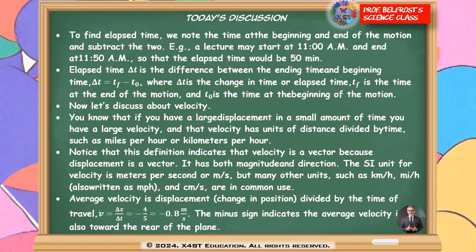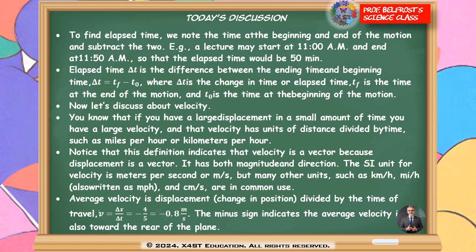So you know that if you have a large displacement in a small amount of time, then you have a large velocity, and that velocity has units of distance divided by time, such as kilometers per hour or miles per hour. Notice that this definition indicates that velocity is a vector quantity, because displacement is a vector. It has both magnitude and direction. There are many units that can describe velocity, but the SI unit is meter per second.